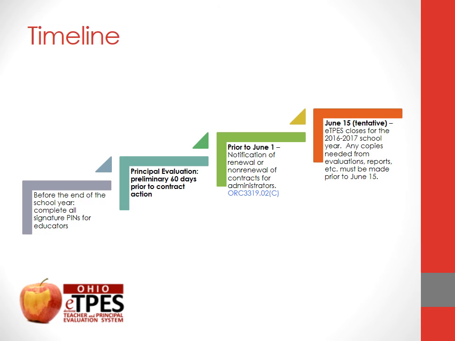Before the end of the school year, you'll want to make sure that all educators have entered their PINs for evaluation. For principal evaluation, the principal's preliminary evaluation must be completed 60 days prior to contract action, but prior to June 1st, you must notify administrators about contract renewal or non-renewal. And by June the 15th, it is anticipated that eTPES will be closing for the 16-17 school year. Any copies or information that you need from eTPES must be made prior to this time.